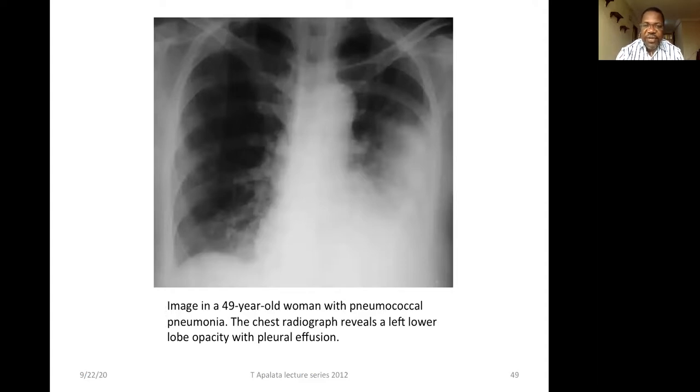And I was showing this chest X-ray of one of my 14-year-old woman patients who was diagnosed with pneumococcal pneumonia. This chest X-ray revealed, on the left lobe, a left lobe opacity with pleural effusion. So you can see here there is an opacity with pleural effusion. So this lung is actually replaced by fluid, what we call pleural effusion.